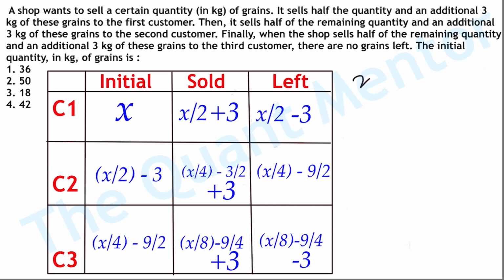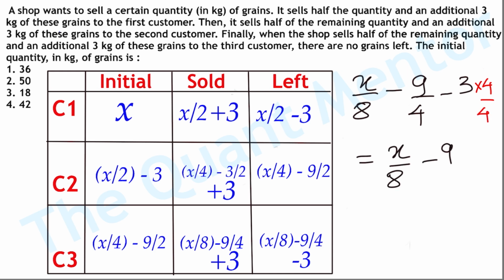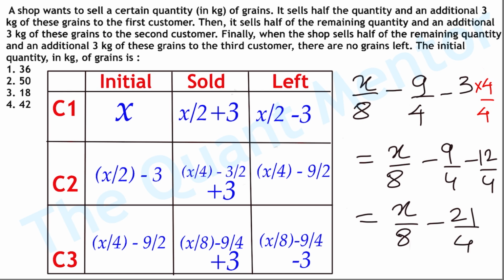So now if you observe the quantity of grains left, it is X by 8 minus 9 by 4 minus 3. Multiplying this 3 above and below by 4, the quantity of grains left would be X by 8 minus 9 by 4 minus 12 by 4. 9 and 12 is 21. So this becomes X by 8 minus 21 by 4. So after the third customer has left, we have X by 8 minus 21 by 4 kgs of grains.